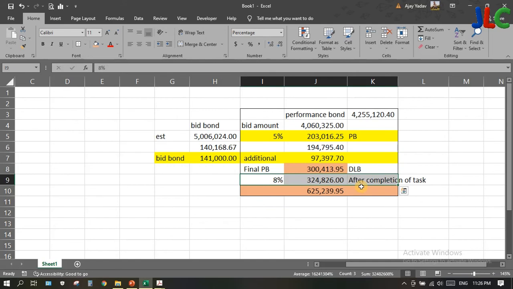Like we saw in the previous example of excavation and concreting, the contractor may run away after only excavation. So this will ensure that the contractor wouldn't run away. And after the completion of the task, we don't need this amount, so we will return this to the contractor, but this will be returned after the DLP period.